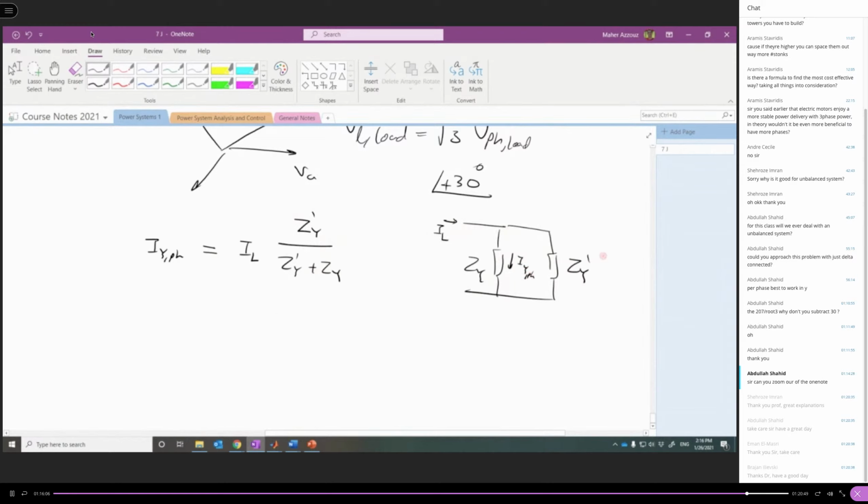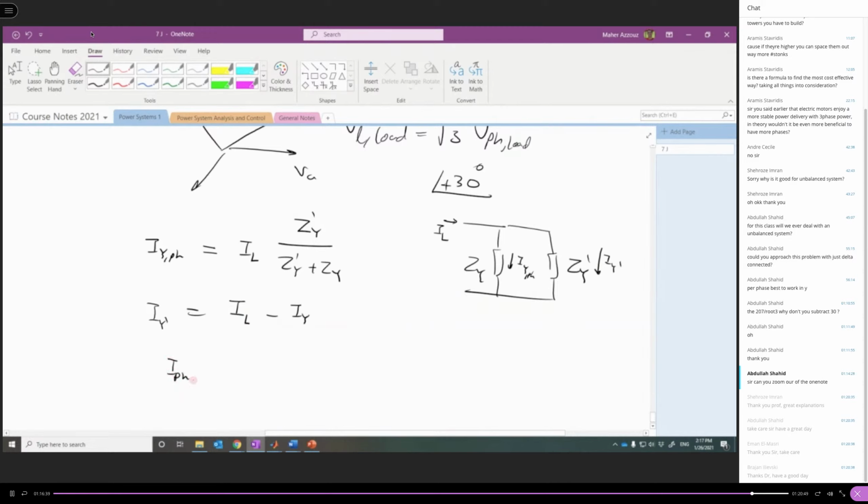For the other component, which is I star dash in this direction, you can also get it using the current division. So I star dash, but I'm not going to call it phase, because this load originally was delta connected, not star connected. So again, you can apply the current division, or simply subtract I star phase from the line current. You get I star dash, but this is not the phase current. This is the line current supplying the delta connected load.